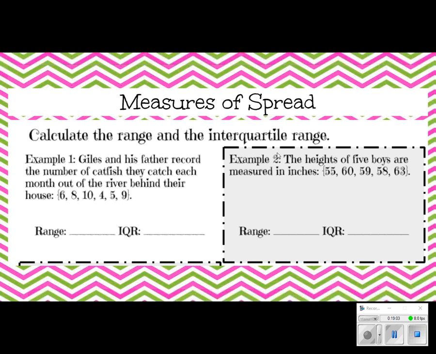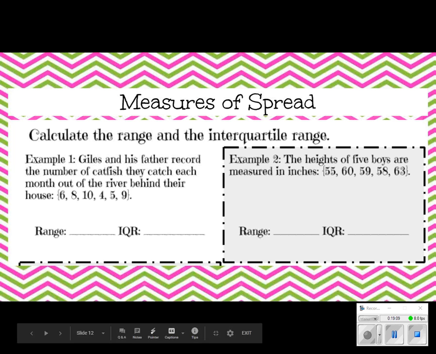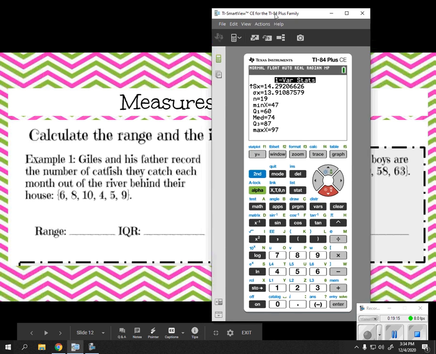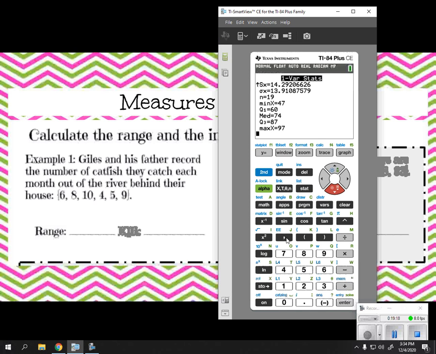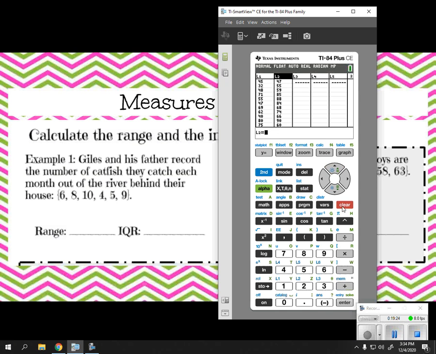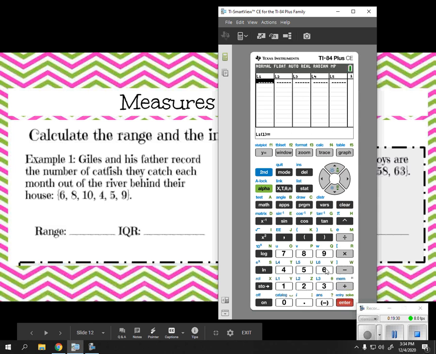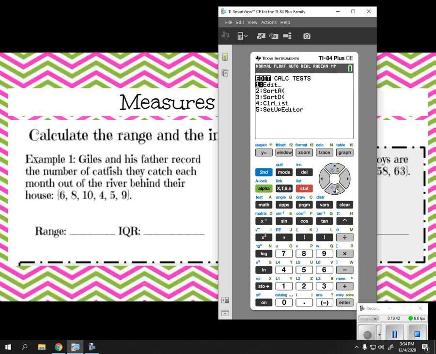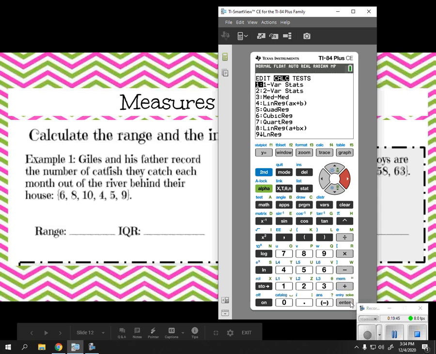All right, so for our measures of spread, we're going to calculate range and IQR. So more problems that we're dealing with on the calculator. Look at the calculator again. We're going to go into stat and hit enter and clear out our tables. And then we're going to type in 6, 8, 10, 4, 5, and 9. And we're going to hit stat and go over to one variable statistics.